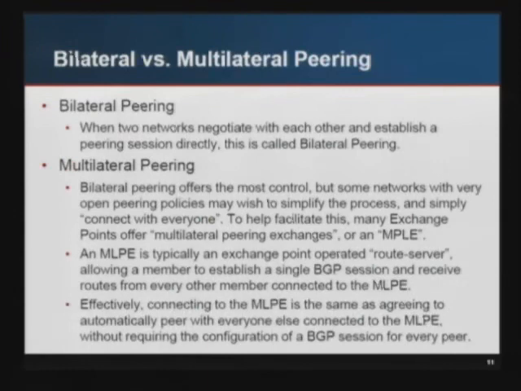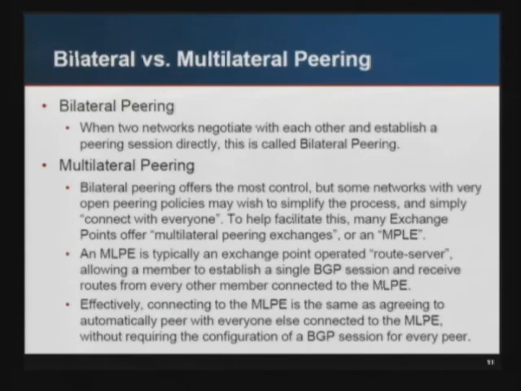On an exchange point, there are two main ways that you can peer with people. It's called bilateral and multilateral peering. Bilateral peering is just two networks who get together and negotiate a relationship between only themselves. So when I establish a BGP session to my neighbor who I want to peer with, we're peering bilaterally.